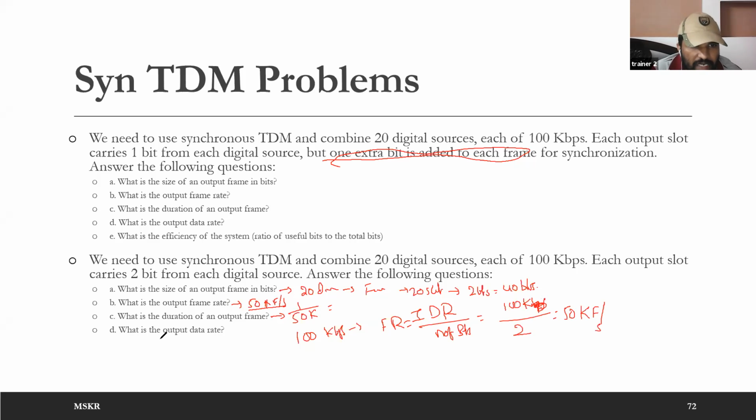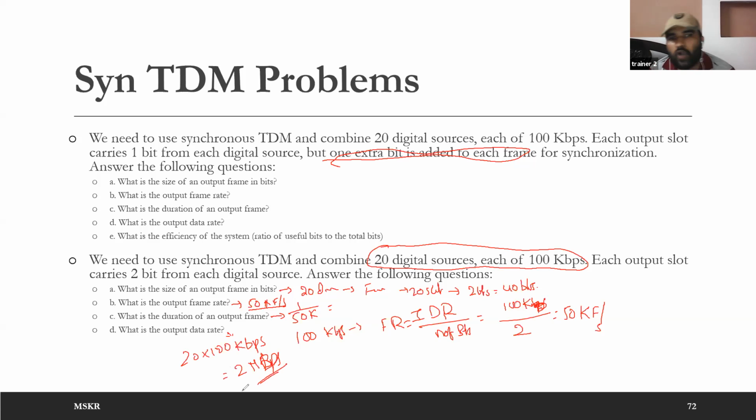And the fourth one, what is the output data rate? The output data rate is equal to the input data rate into the number of digital sources. So 20 into 100 kbps, that is 2 Mbps, the output data rate. It's a very easy question actually. You people just get confused at some points, and some gave wrong answers. So that is this question.